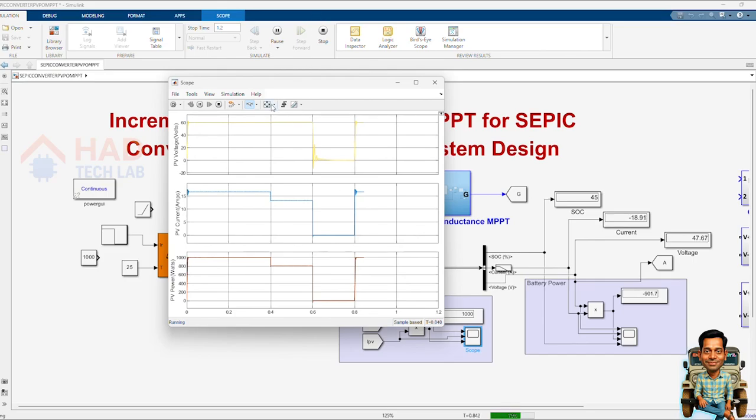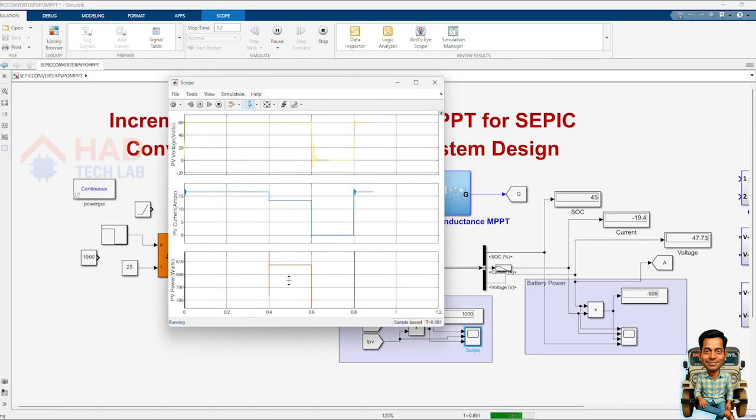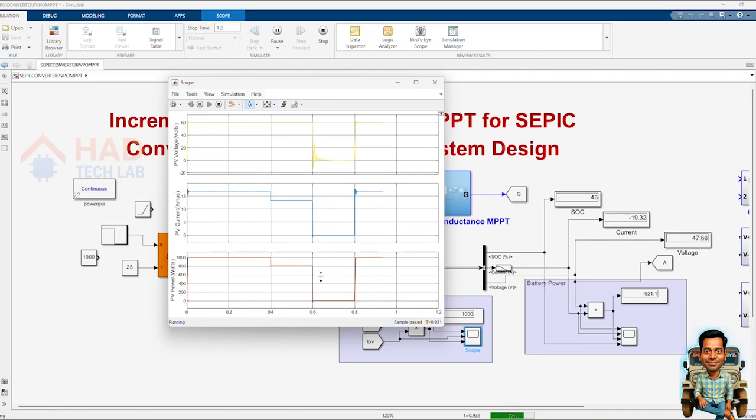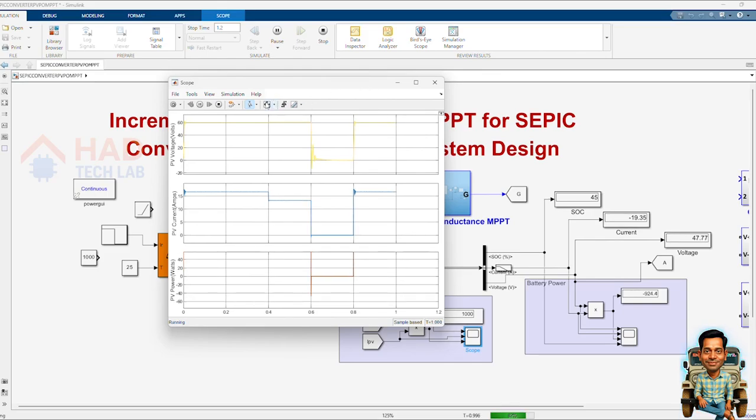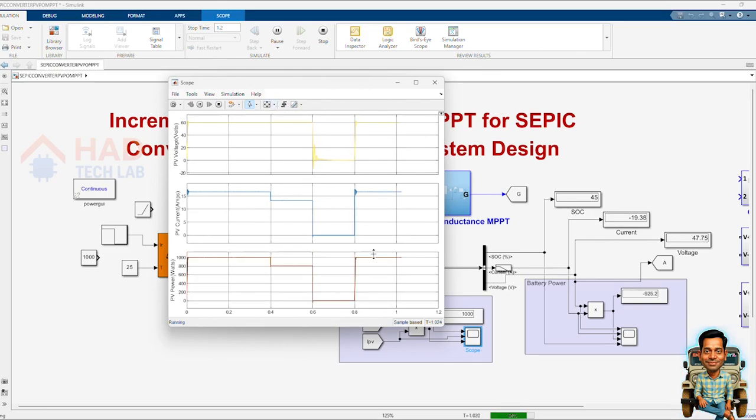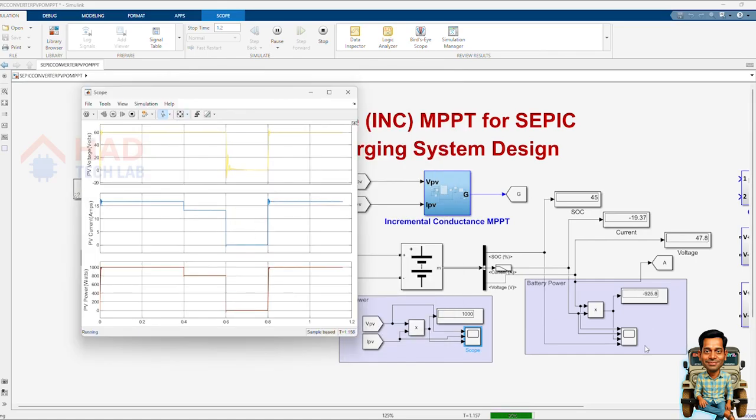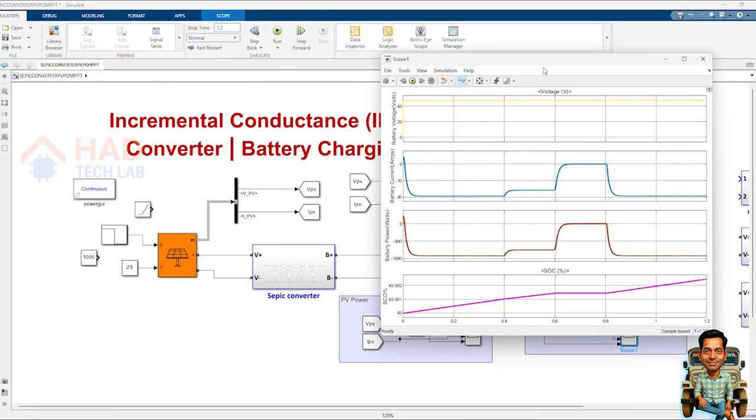We are getting the maximum power of approximately 810. At time 0.6 second the irradiance level is 0. Then once again at 0.8 second the irradiance level is increased to 1000. We are getting the maximum power characteristics of the PV panel, and this one is the battery response.